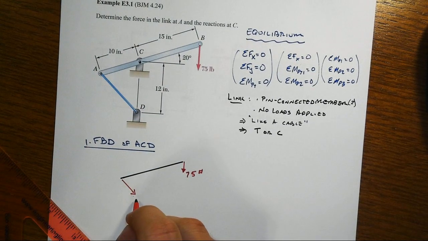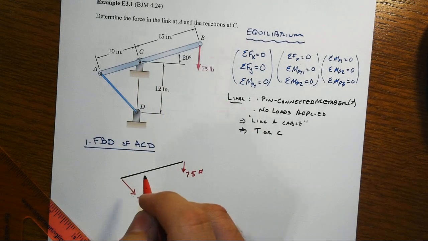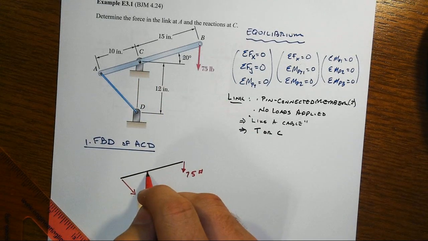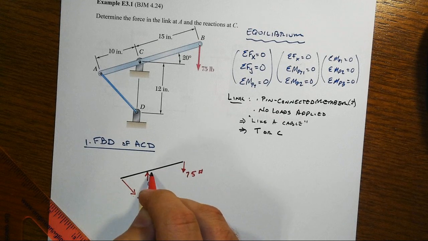Right? And that will be the force. We'll call it the tension. I'm just going to call it the tension here. Right? And then at C itself, we have a pin. So we have two unknowns. We have the vertical component.